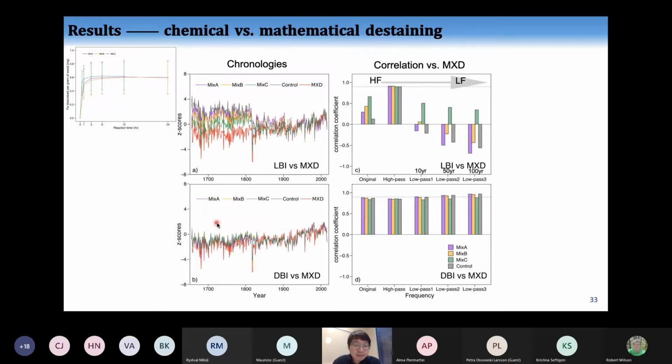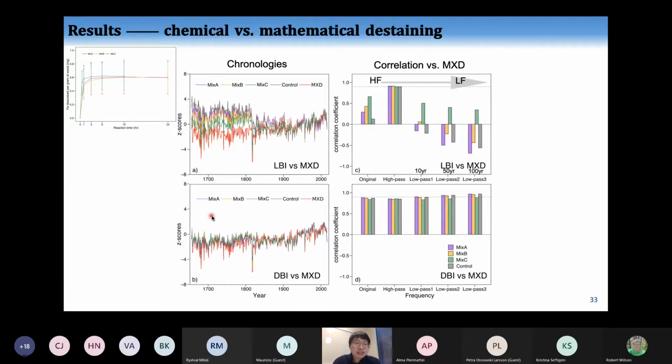We can see that the delta blue intensity chronologies are very, very similar to the X-ray density chronology, no matter whether the data were measured from chemically treated samples or the untreated control. We can see it's very similar. And the correlation analysis also showed that the correlations are very stable and robust across the frequency spectrum.